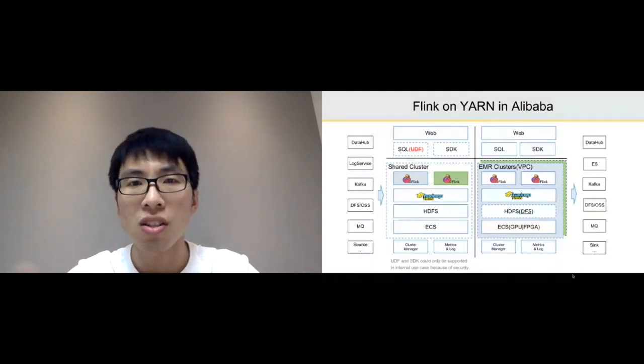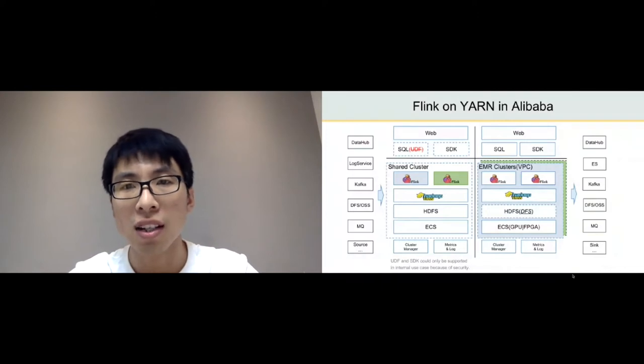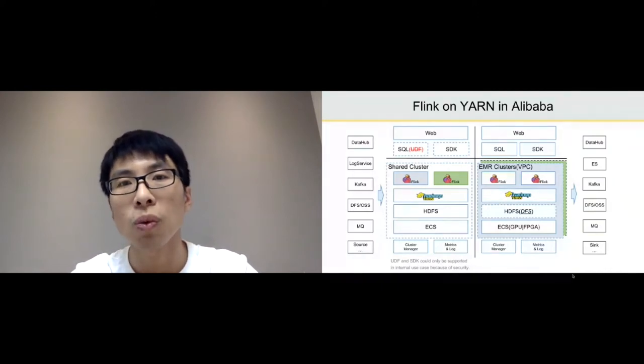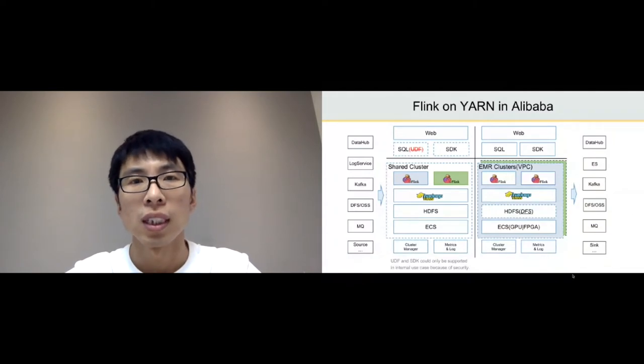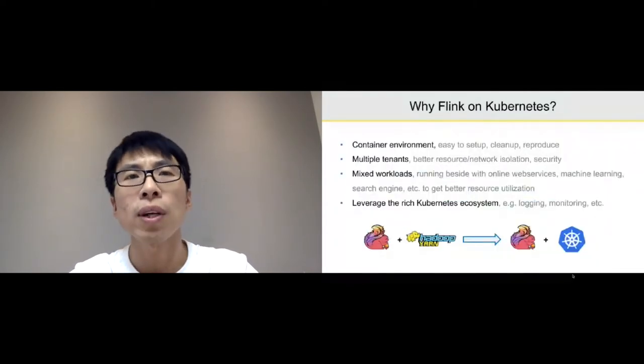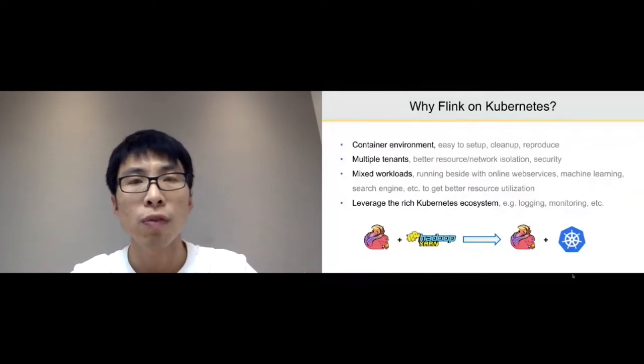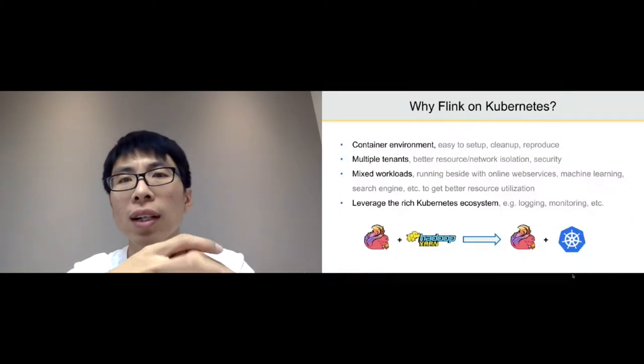On the right is the EMR cluster. The EMR cluster is running in the user's VPC network. The user is responsible for managing the clusters, and we could provide some tools, for example, a cluster manager, to help them with managing and upgrading. So why did we choose to migrate from Hadoop EMR to Kubernetes? I see at least the following reasons. The first one is the container environment. It is very easy to set up, clean up, and reproducible.